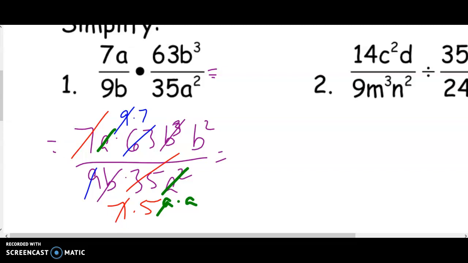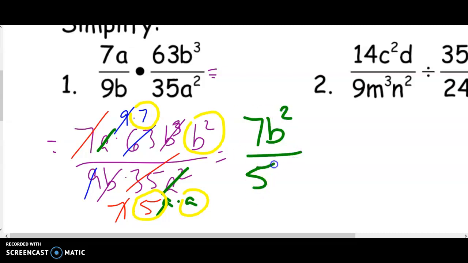So what is left up top? That 7 is left up top. B squared is left up top. On the bottom, what do we have remaining? This 5 is remaining and an a is remaining. So this one, final answer, 7b squared divided by 5a. There's nothing more we can reduce, cancel. That is the answer to number 1.